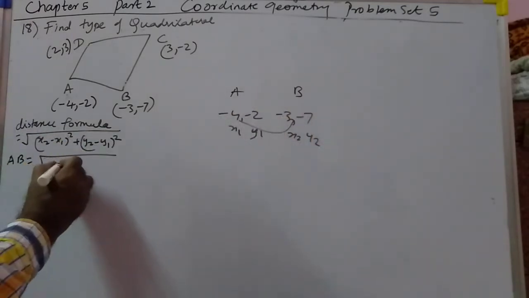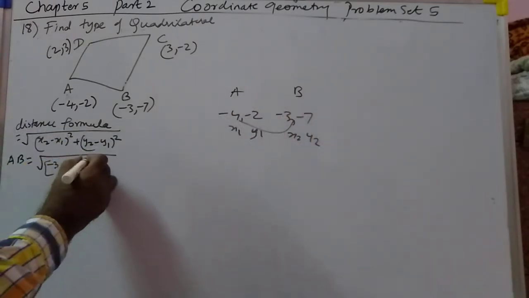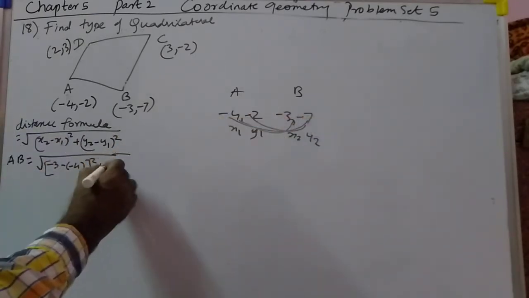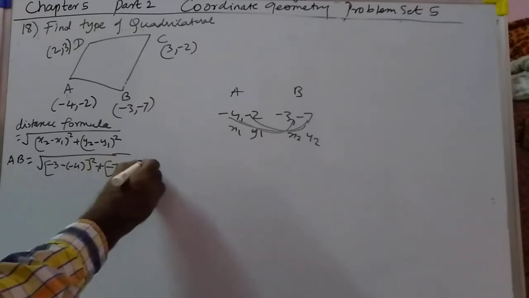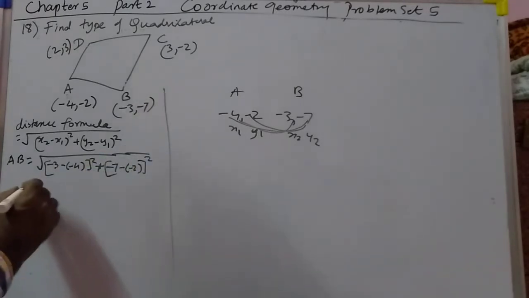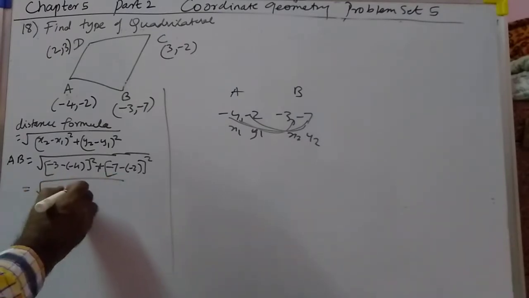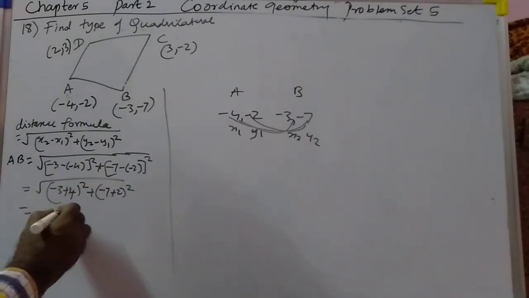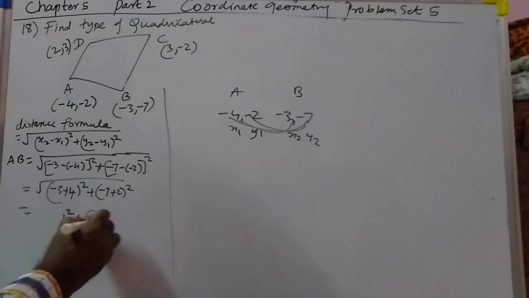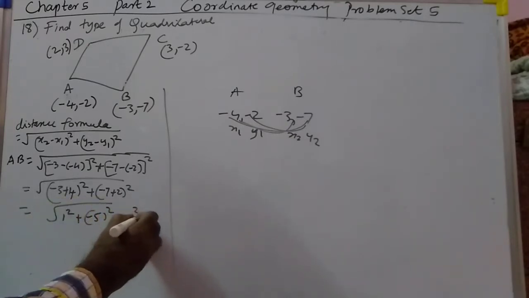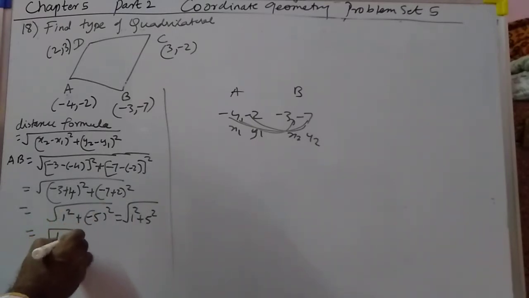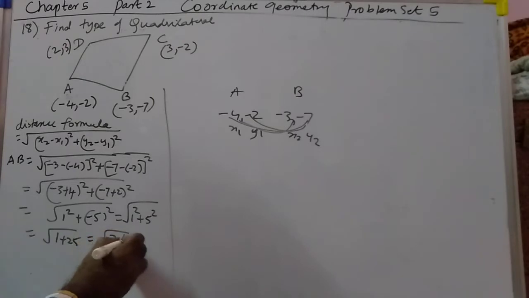सो इट विल बिकम -3 माइनस ऑफ -4 द होल स्क्वायर प्लस 7 माइनस -7 माइनस ऑफ -2 द होल स्क्वायर. सो दैट विल बिकम -3 plus 4 the whole square plus -7 plus 2 the whole square. So that will become 1 square plus -5 the whole square. That will become 1 square plus 5 square. So that is equal to root 1 plus 25. That is equal to root 26.